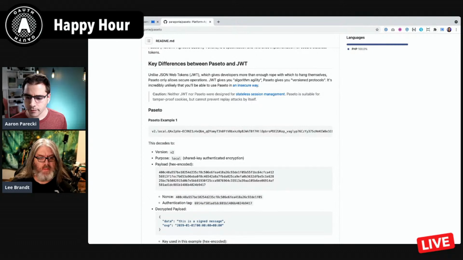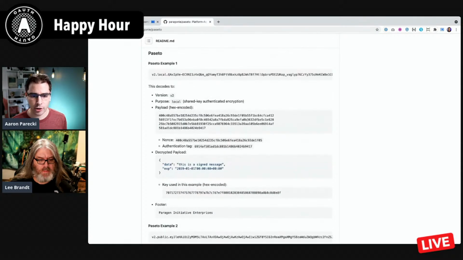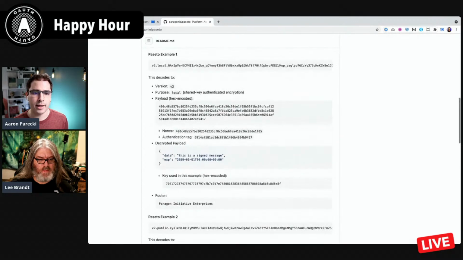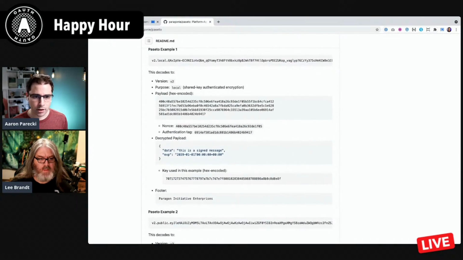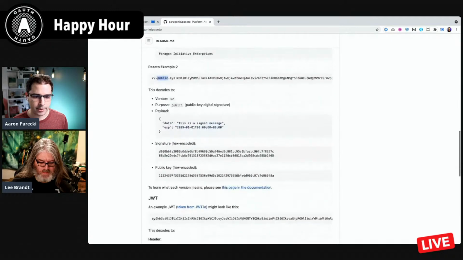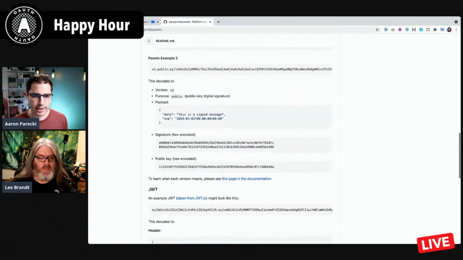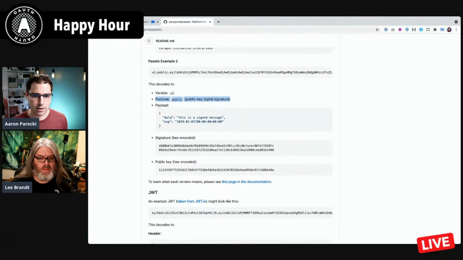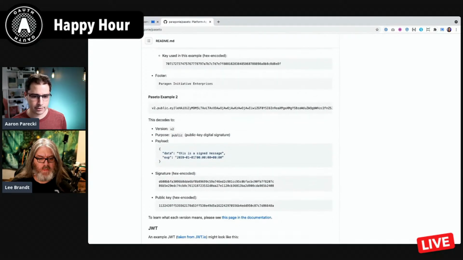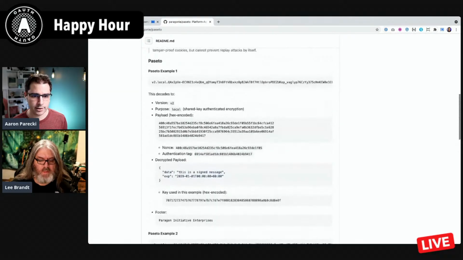So it is, right. It is just a similar encoding of JSON data with different ways of assigning it. And I remember the local versus public thing. That is a public signature, it's asymmetric crypto versus shared key. And JSON Web Tokens have a similar thing.